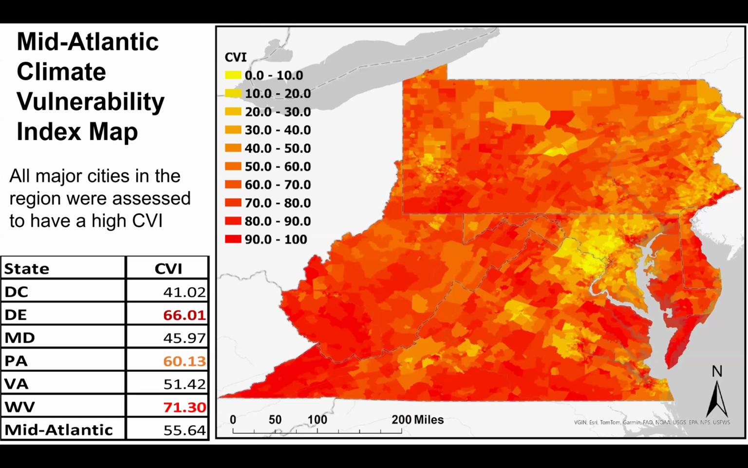So this is just to show you how it looks when we bring up the Mid-Atlantic region, or EPA region 3, by itself. As you can see, the overall average is DC 41, Delaware 66, Maryland 45, Pennsylvania 60, Virginia 51, and West Virginia 71. So West Virginia has the highest, and at the same time, the major cities along the 95 have high scores compared to the other areas.